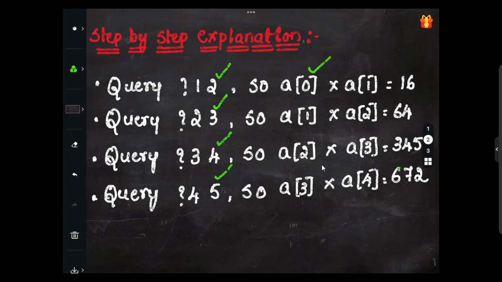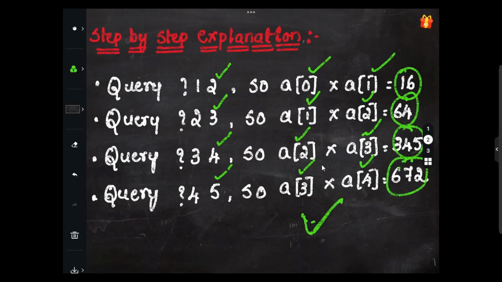I'll just go with A of 0 into A of 1. For the 2 and 3 we'll be going with A of 1 into A of 2. For this, A of 2 into A of 3. For this one, A of 3 into A of 4. This has to lead us to 16, 64, 345 and 372. So this will be the output basically.